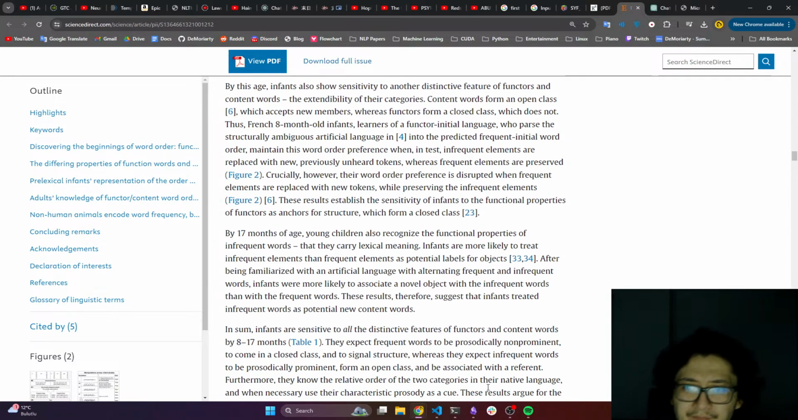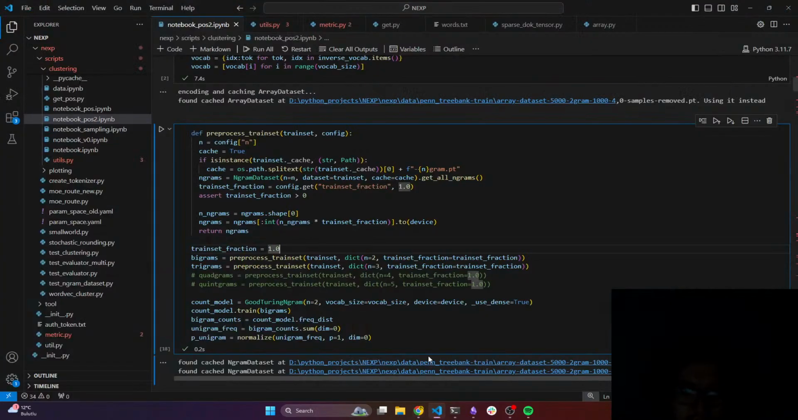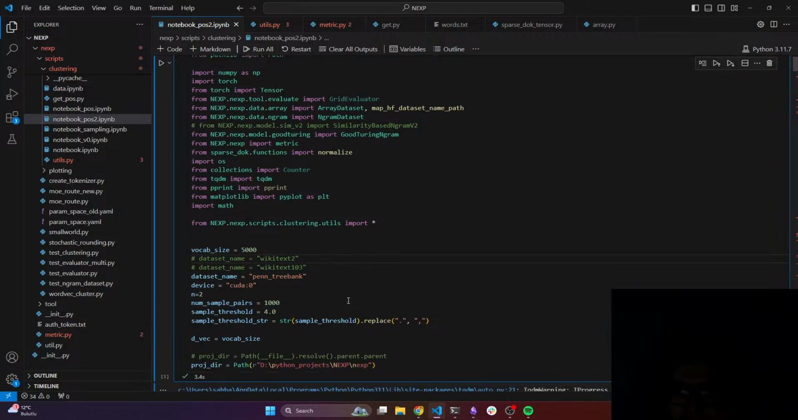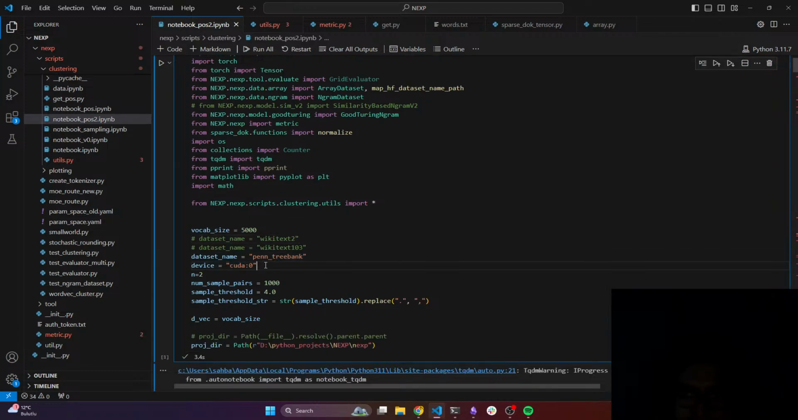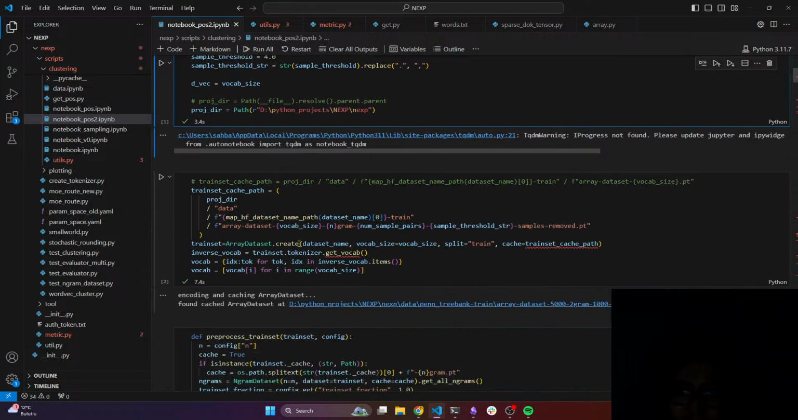Okay, let's not see. By 17 months of age, young children. So, whatever. What I did is I have this data set, Penn Treebank, an old and gold data set, industry standard. 5,000 words, pretty small, but that is optimal for memory, for my GPU.